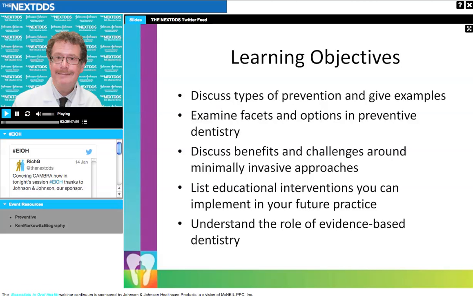So our learning objectives in discussing this are to understand prevention, give examples of prevention, and examine facets and options in preventive dentistry. What is the benefit, really, not only to our patients, but to our practices, our future practices? How is a preventive practice a better practice and actually a more prosperous practice than a practice that is just sort of behind the 8 ball and trying to treat these diseases?